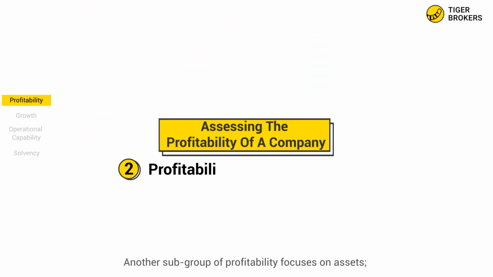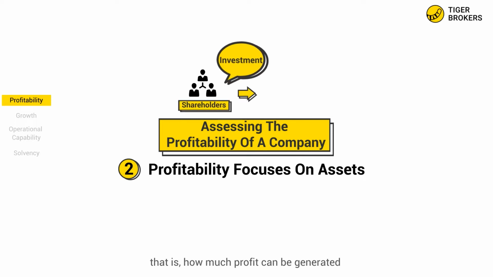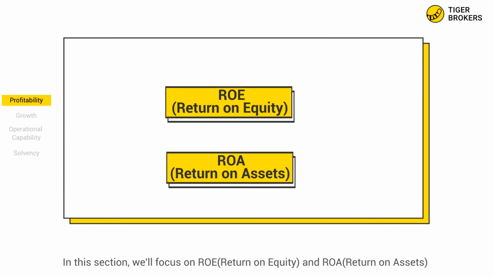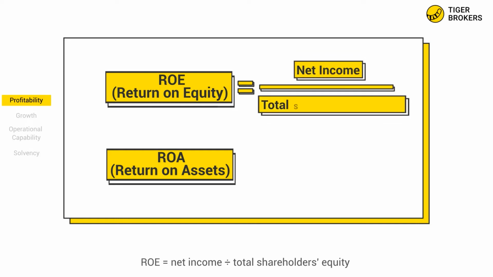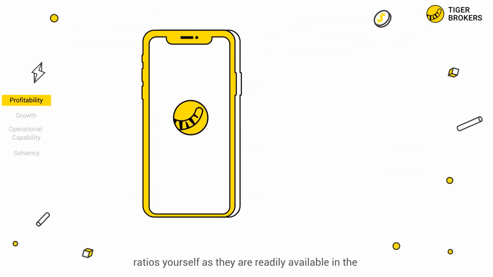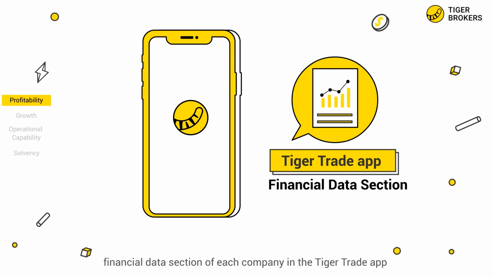Another subgroup of profitability focuses on assets. That is, how much profit can be generated on the investment of shareholders. In this section, we'll focus on ROE and ROA. ROE equals net income divided by total shareholders' equity. ROA equals net income divided by total assets. In practice, you won't need to actually calculate these ratios yourself, as they are readily available in the financial data section of each company in the Tiger Trade app.